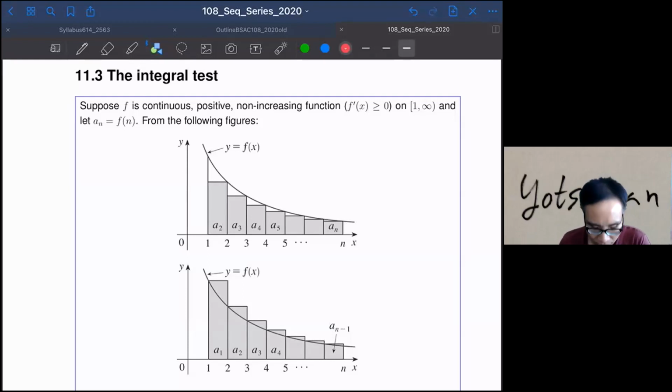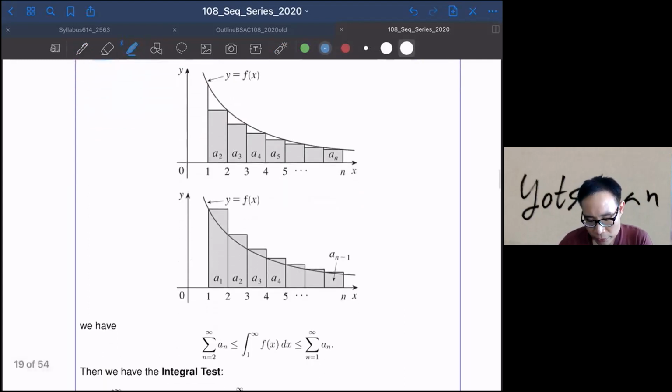The integral test comes from this picture. You see that f is a continuous, positive, non-increasing function, so it's going to be a function that goes down like this one. And you have a_n equal to f(n). Let me highlight the color. So you have a_n equal to f(n).